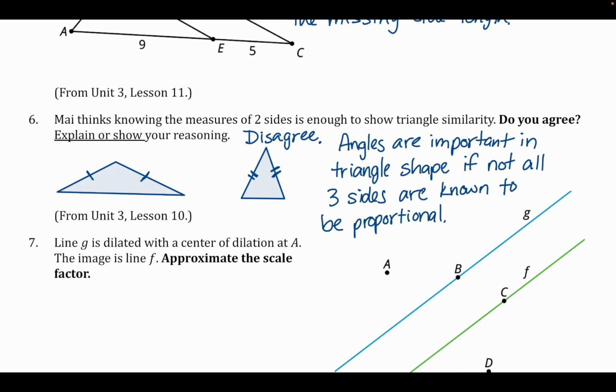So if we only know two sides, we're going to need to know some angle measures because if we knew all three sides, that would prevent this situation from happening where the base of the isosceles triangle is either very, very big or very, very small with the isosceles parts being either congruent or similar. So yeah, angles are important if we don't know all three sides. If we knew all three sides, that would prevent this version of what I drew from happening.